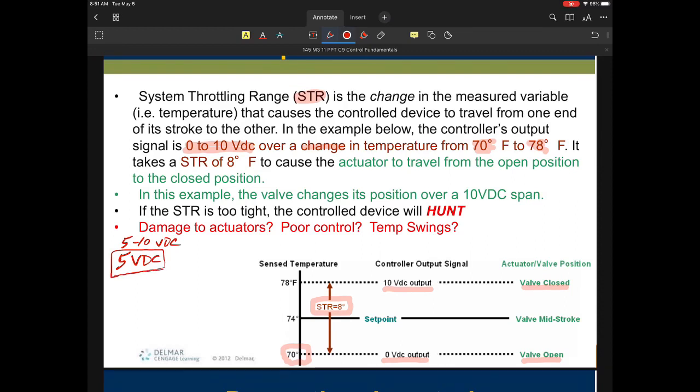So let's say I have a valve that operates between 5 to 10 volts DC. On some valves you can actually select the starting point. In that particular case, if the actuator has a span of 5 volts DC, even though your controller has an 8 degree throttling range set, your system throttling range would of course be only half of that. So this valve would go fully open at 74, and at 78 it would be closed completely. That would be half of the controller's throttling range.